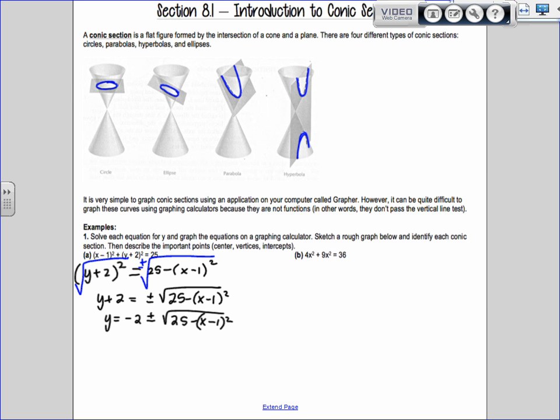This is not just one function, it's actually two functions. Remember functions pass the vertical line test? This is two functions working together. The first one, I'm going to call y1, is negative 2 plus the square root part. If I put this into my calculator, I'm going to do negative 2 plus the square root of, and the newer calculators will do a parenthesis here. Some of the older calculators don't do that parenthesis. You always need to say square root of what? So parenthesis 25 minus parenthesis x minus 1 raised to the 2, and then the end parenthesis.